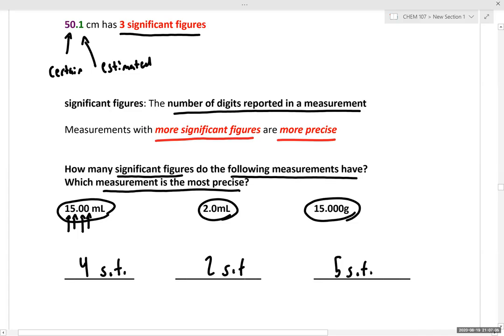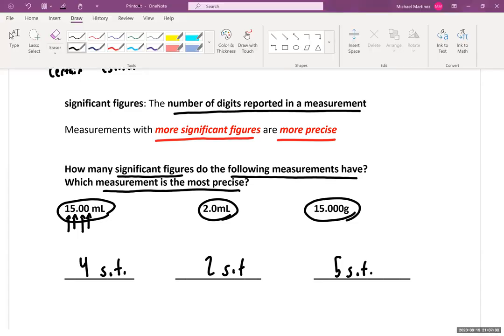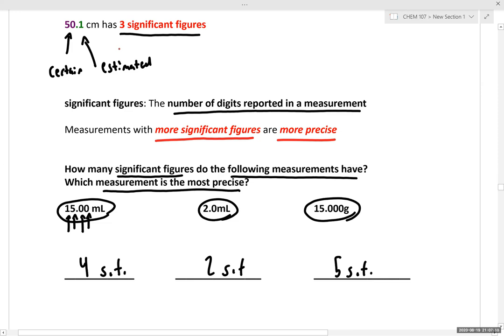Perfect. So which measurement is the most precise? Which measurement has the most sig figs? The last one, exactly. 15.000 is the most precise measurement because it has the most total number of sig figs. Wonderful. Does this make sense to everyone?